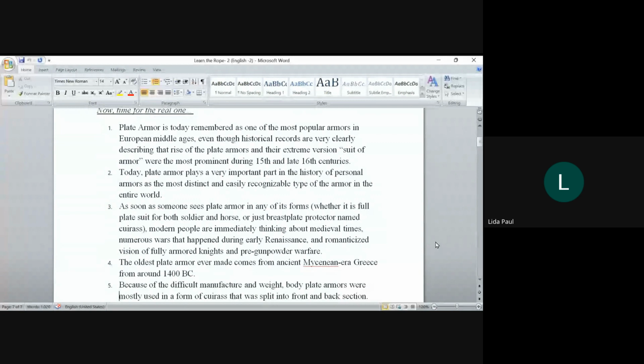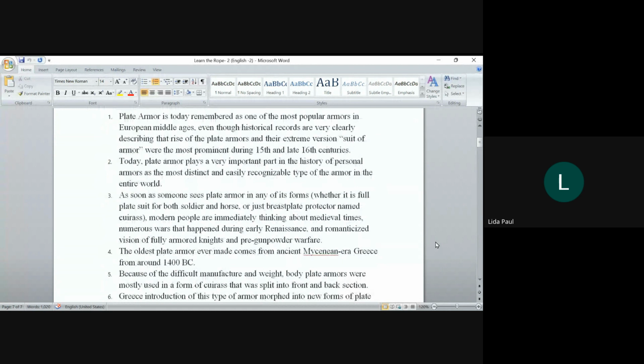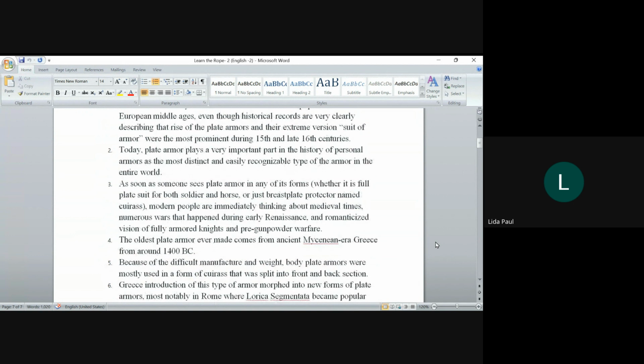A third one. As soon as someone sees plate armor in any of its forms, whether it is full plate suit for both soldier and horse or just breastplate protector named cuirass, modern people are immediately thinking about medieval times, numerous wars that happened during early Renaissance, and romanticized vision of fully armored knights in pre-gunpowder warfare. Big sentence. You can take one by one.